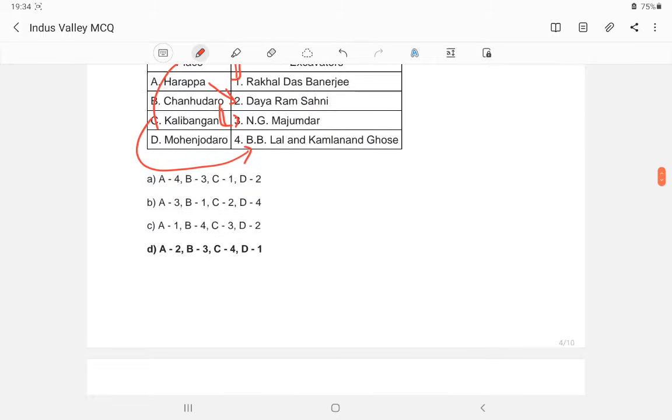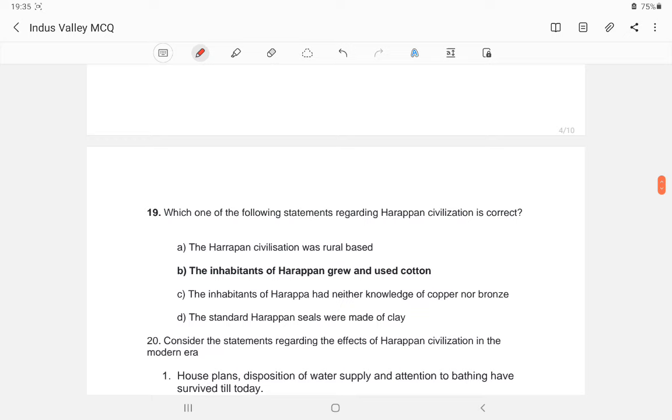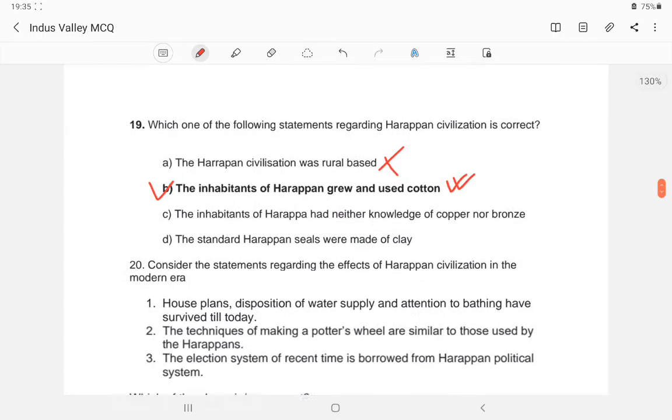So next, which of the following statements regarding the Harappan civilization is correct? That the inhabitants of the Harappan civilization ruled by... is wrong as A because it was a very modernized place. The inhabitants of Harappa grew and used cotton. Why is it correct as A? So the answer is B.